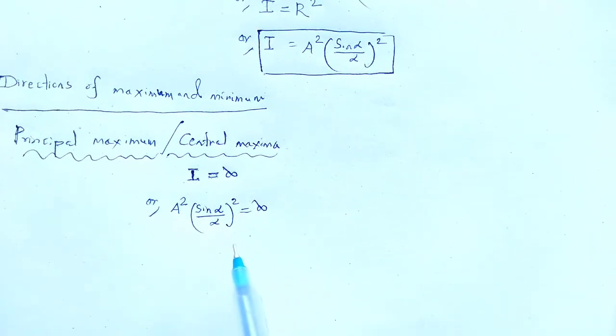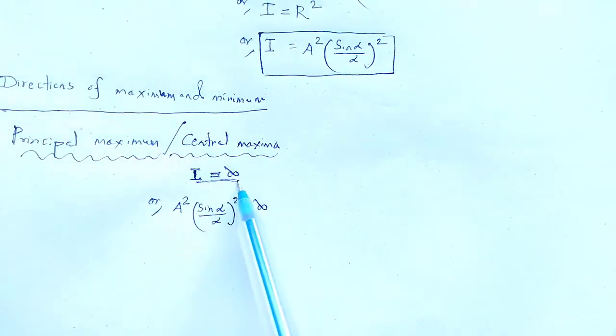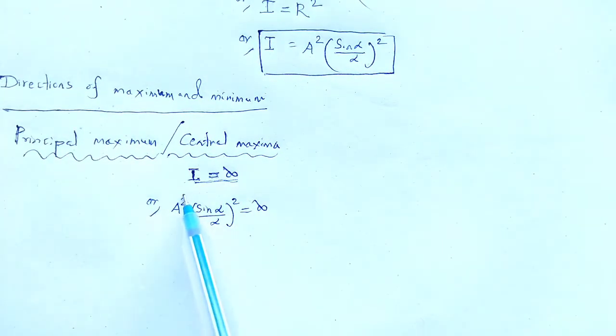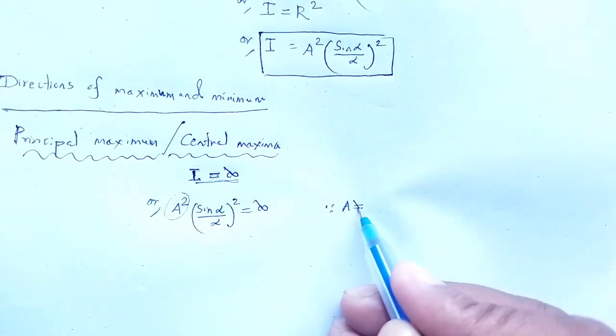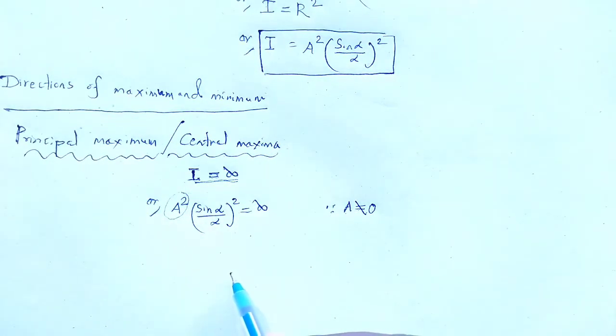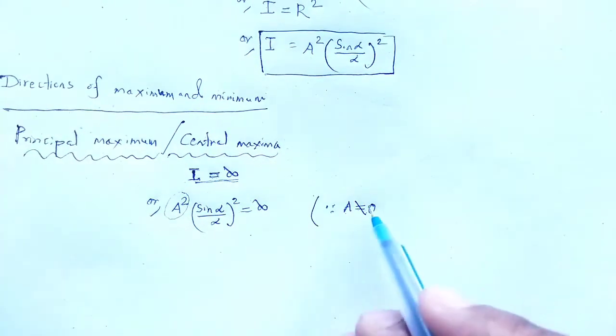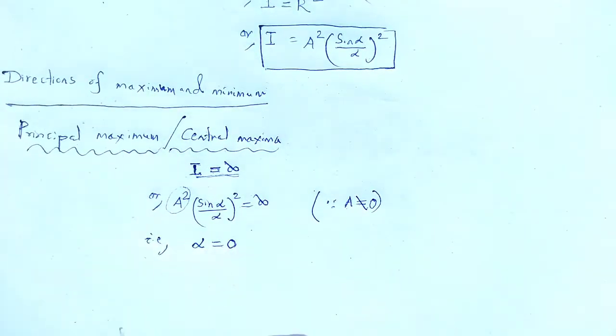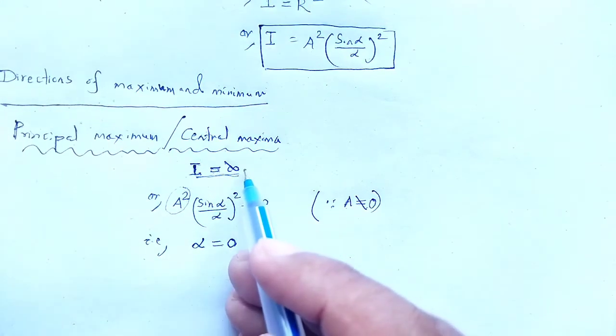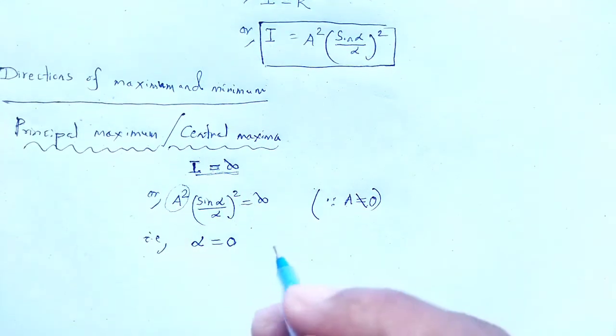What be the exact condition to take I be at infinity? Here A will not be equal to 0. Then alpha is equal to 0. That is why alpha is equal to 0. To get maximum intensity, I is equal to infinity.